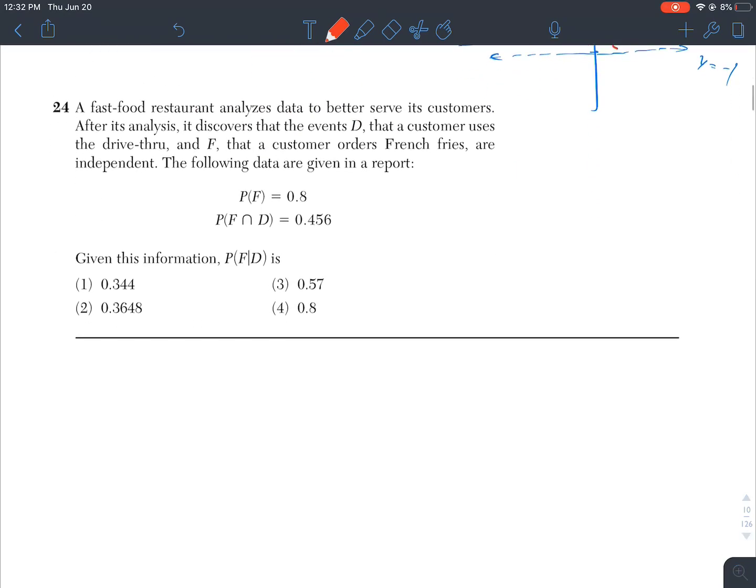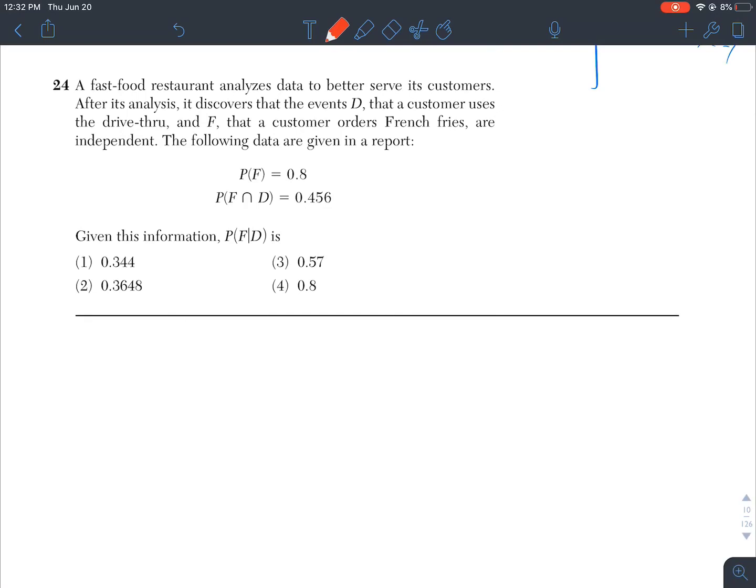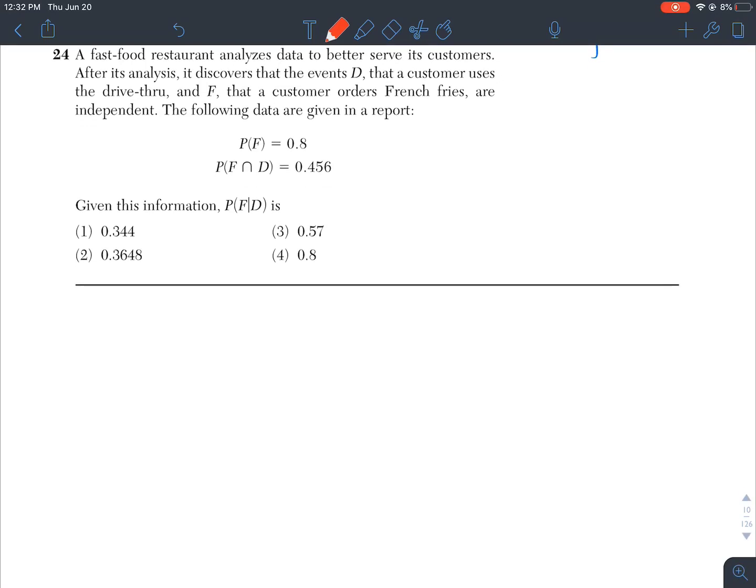A fast food restaurant analyzes data to better serve its customers. After its analysis, it discovers that the events D, that a customer uses a drive-thru, and F, that a customer orders French fries, are independent. The following data are given. Well, the probability of ordering French fries in general is 0.8. The probability of ordering French fries and drive-thru is 0.456. Given this information, find the probability of French fries given that it's drive-thru.